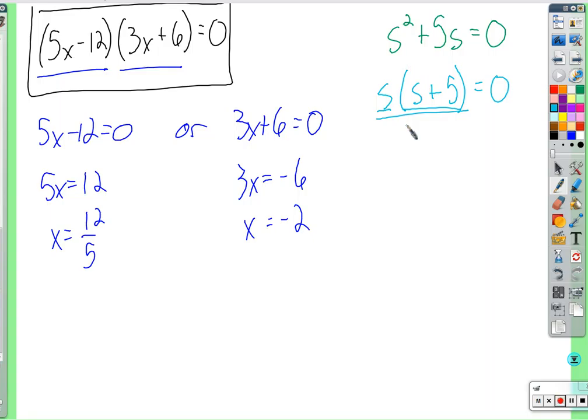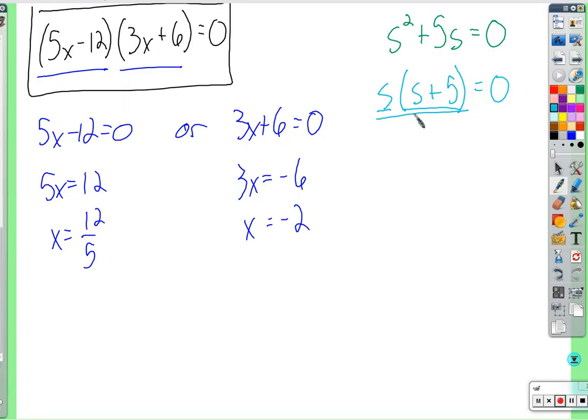Parentheses. Okay, and the parentheses is telling us that what are we doing with these two things, this thing and this thing? Multiplying them together. We're multiplying two numbers together now. Where it was adding two numbers here, we've rewritten it by factoring so that it's multiplication. Now that it's multiplication and it's equal to zero, what can we do after that?